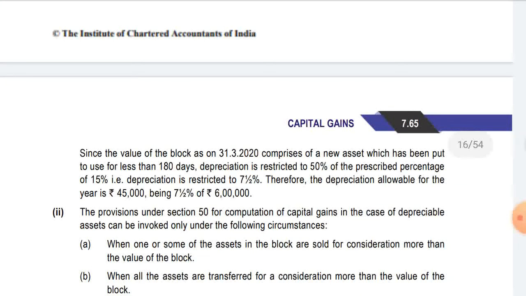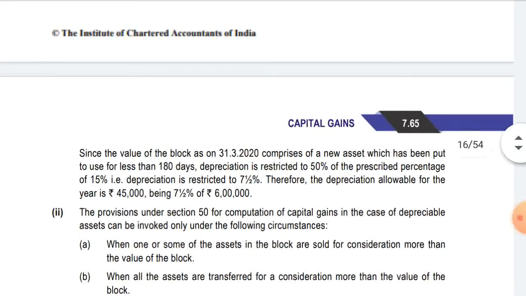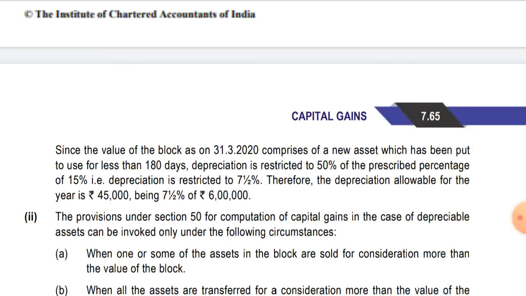Since the value of the block as on 31st March 2020 comprises a new asset which has been put to use for less than 180 days, depreciation is restricted to 50% of the prescribed percentage of 15%, that is, depreciation is restricted to 7.5%. Therefore depreciation allowable for the year is 45,000, being 7.5% of 6 lakhs. They are taking this because the machinery which has been acquired was put to use for less than 180 days during the year of acquisition, so half rate of depreciation will be charged.